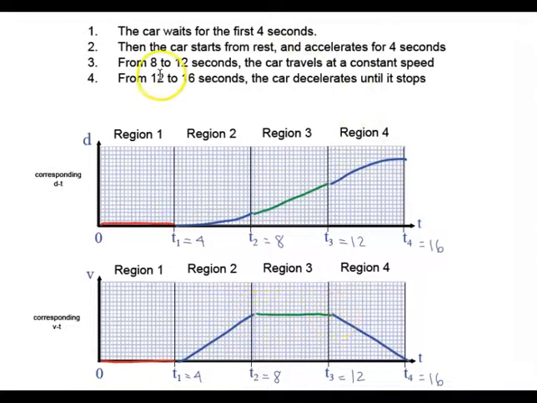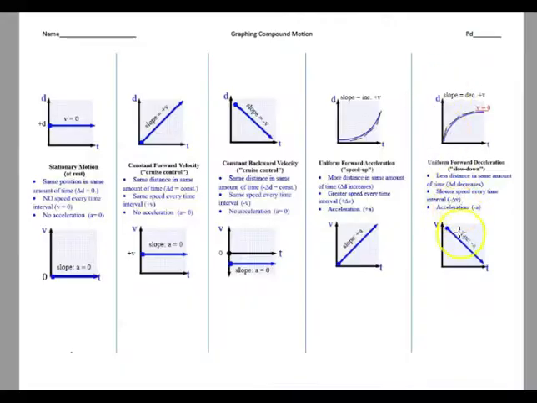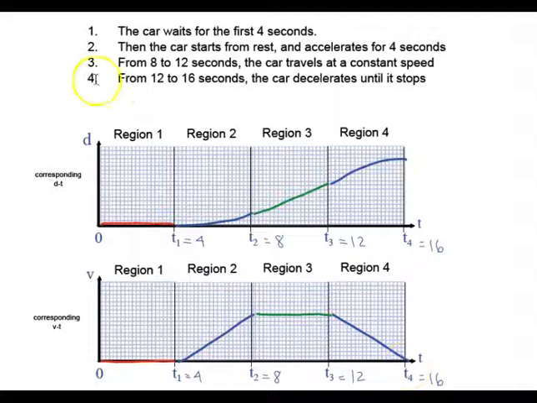Now in the 4th region, from 12 to 16 seconds, the car decelerates until it stops. We can see that the VT graph for deceleration in the forward direction is a negative slope with a downturn parabola, just like we see in column 5 right here. The slopes, these little individual tangent lines, get flatter and flatter until they are horizontal, meaning that the slope of speed decreased to 0. Then the VT equivalent, you have a speed, and over time that speed value decreases until you have 0 speed, and this is what you see in region 4.